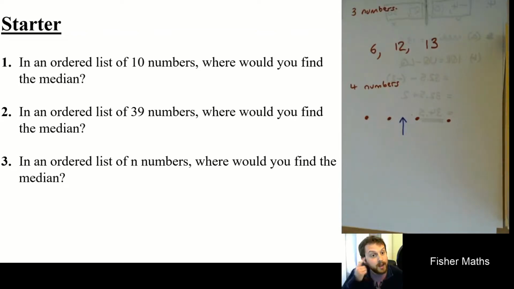So this is what I'm asking you here in questions 1, 2, and 3. For 10 numbers, whereabouts is the median? For 39 numbers, whereabouts is the median? And what's the rule if I have n numbers? If I have any number of numbers that you want, what do you have to do to work it out?